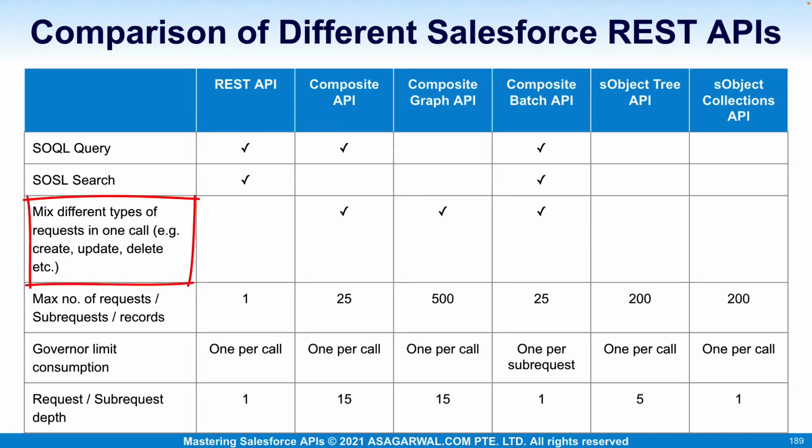Then, if you want to execute requests of different types, like you want to create 2 records, update 3 records and delete 4 records, your options are to use Composite, Composite Graph and Composite Batch APIs.